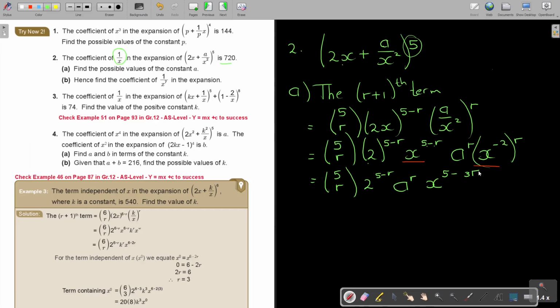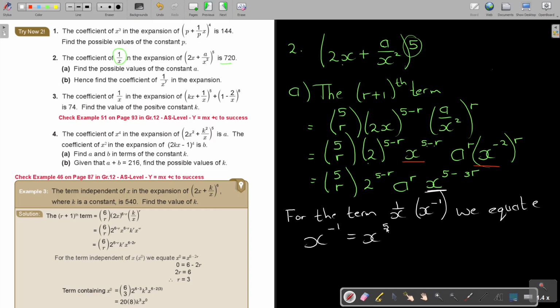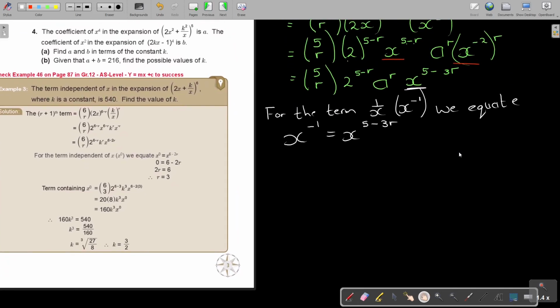So I'm going to say 4. Let's just go to another color again. So for the term 1 over x. Now remember, 1 over x is x to the power -1. Okay, we equate. Okay, and we work here. So it's going to be x to the power of, it doesn't matter where I write it, so -1. It doesn't matter which one you write first. Okay, but we're going to take this, and take it in red, this, and equate that.